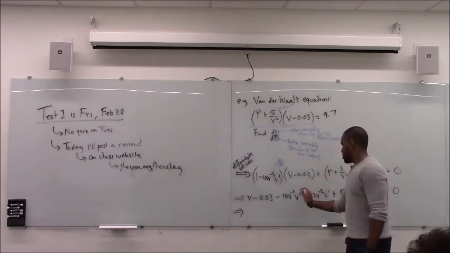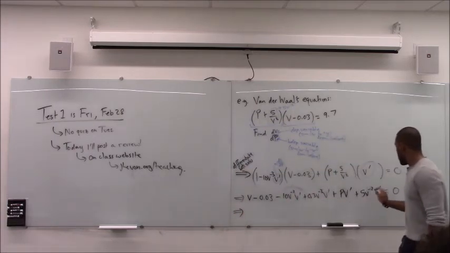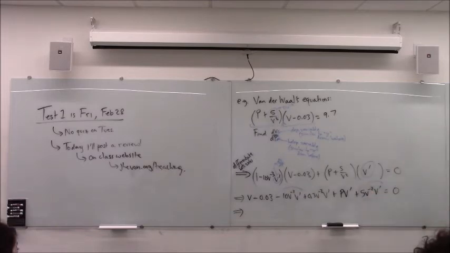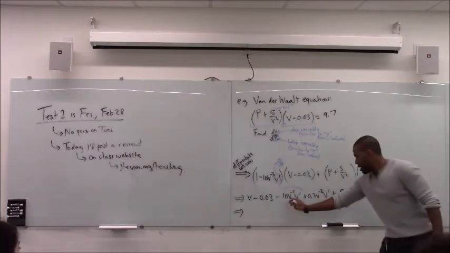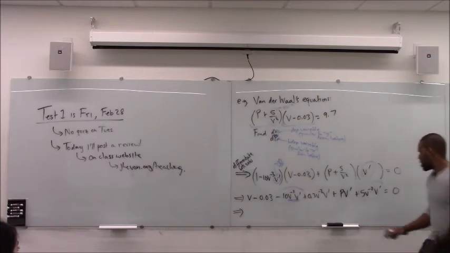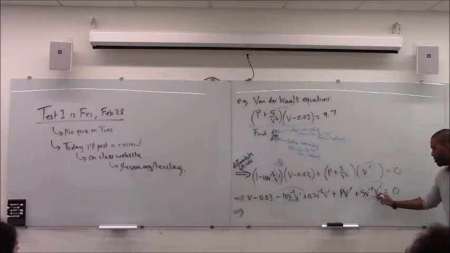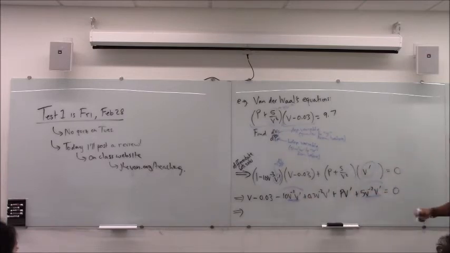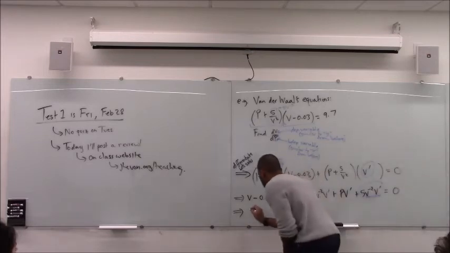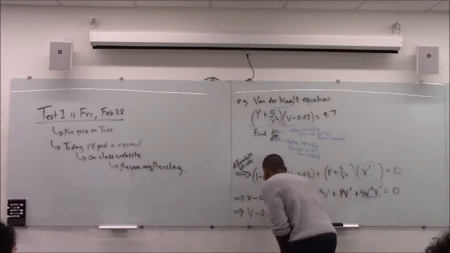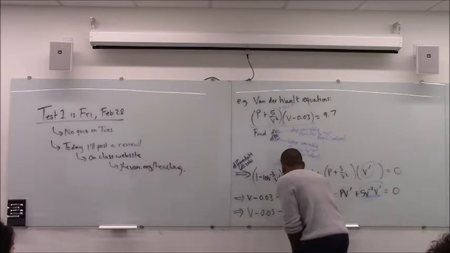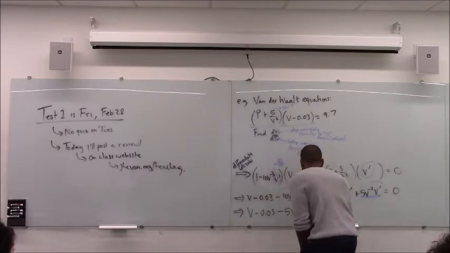And I can combine these. See, this guy and that guy, these are actually like terms, right? So I have minus 10v to the minus 2v prime, and I have plus 5v to the minus 2v prime, right? Minus 10 apples plus 5 apples. So I can actually combine those two. So this is just minus 5v to the minus 2v prime.